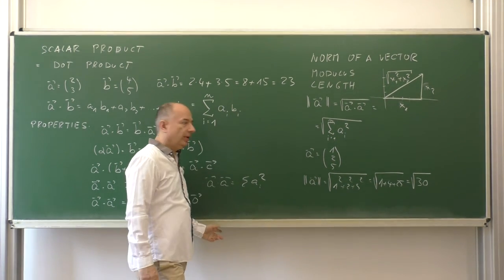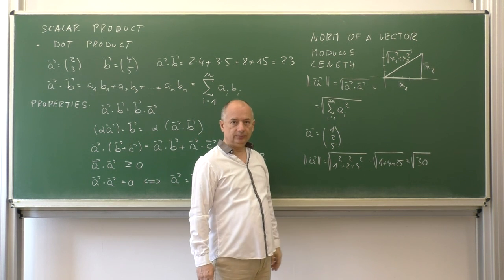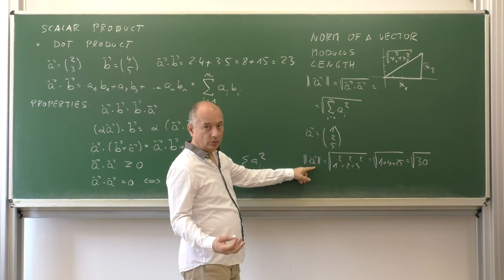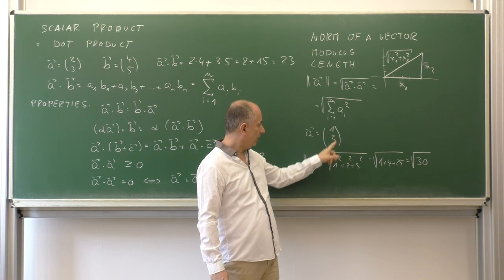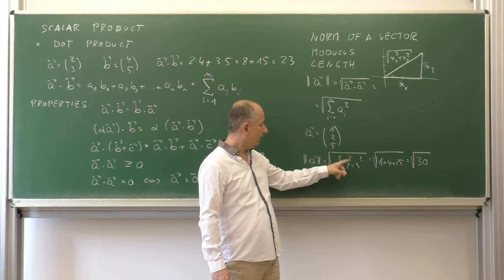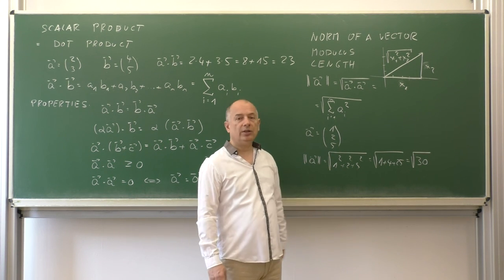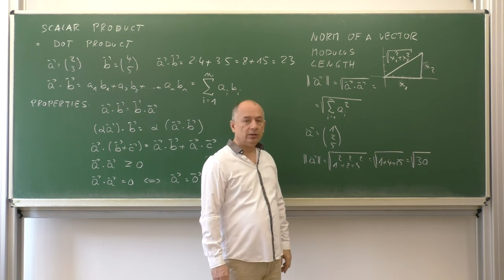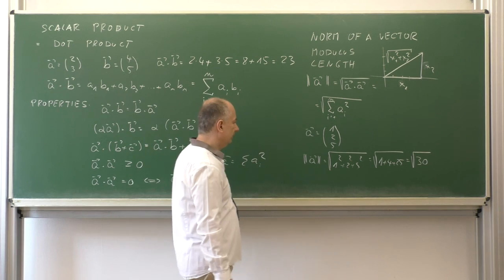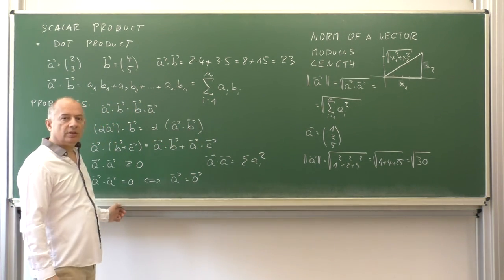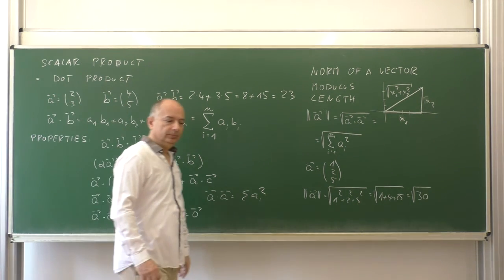So let's consider the following example. We have a vector A arrow with components 1, 2, 5. Then the length, the modulus, the norm of this vector is the square root of the sum of squares of the components: 1 squared, 2 squared, 5 squared. And we sum these three numbers and we take the square root, giving the result square root of 30. Something between 5 and 6. I don't know exactly. So that was a very important operation, scalar product of vectors and norm of a vector.